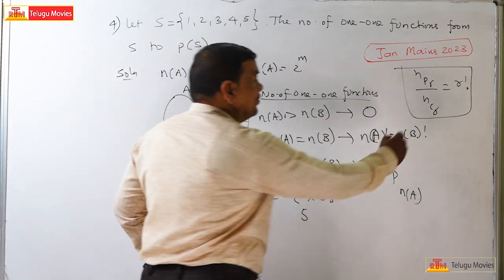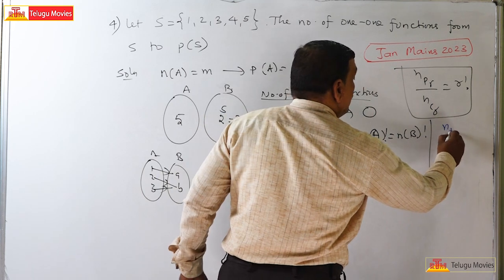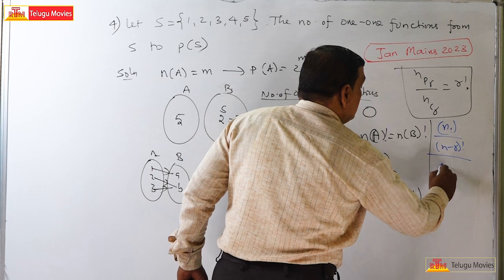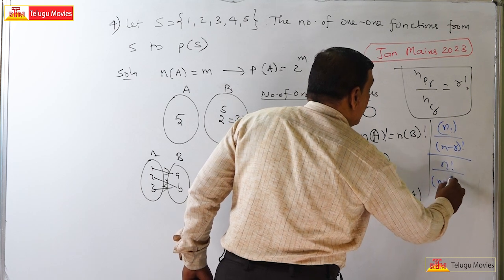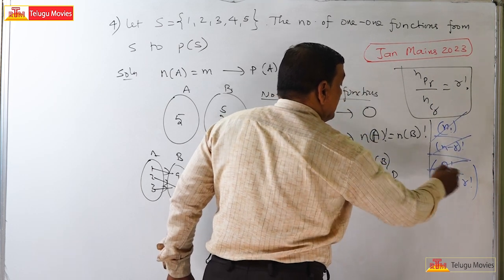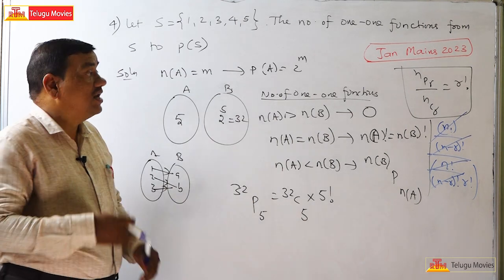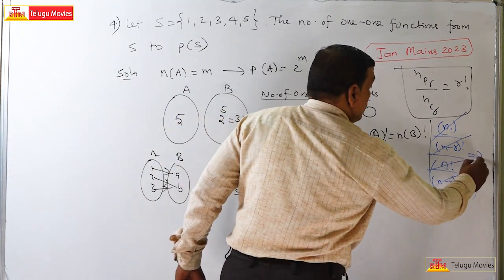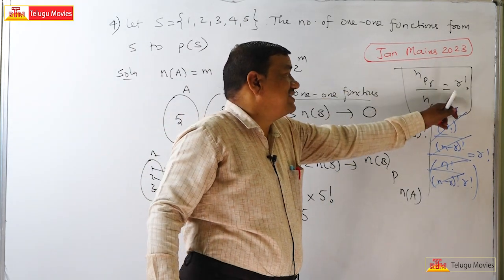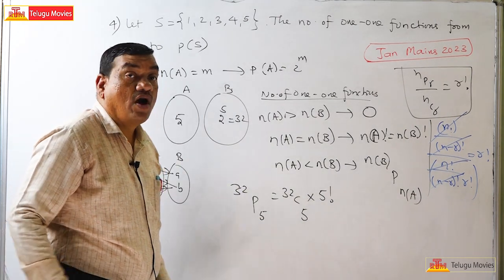Sir, how? So prove it. Very easy to prove. NPR means N factorial by N minus R factorial. NCR means N factorial by N minus R factorial into R factorial. N factorial cancels, N minus R factorial also cancels. That is 1 by R factorial, so the ratio becomes R factorial. Now let us do the cross multiplication. NPR is equal to NCR into R factorial.